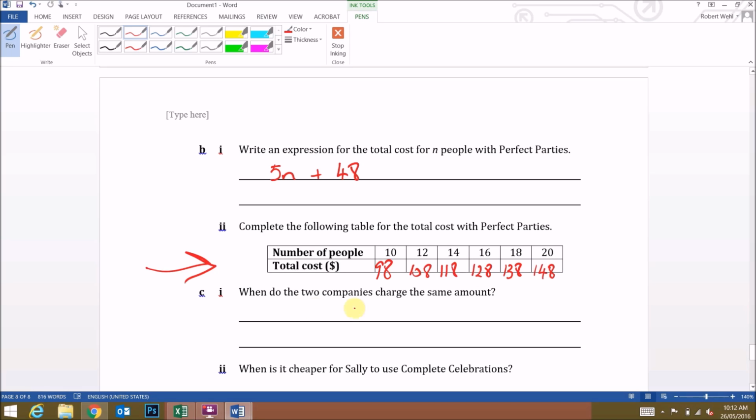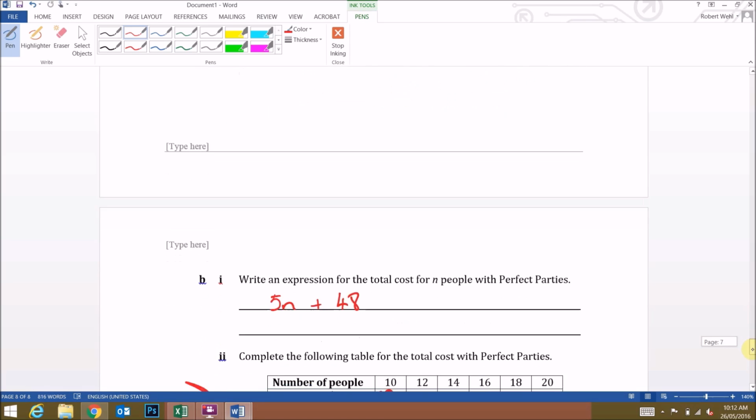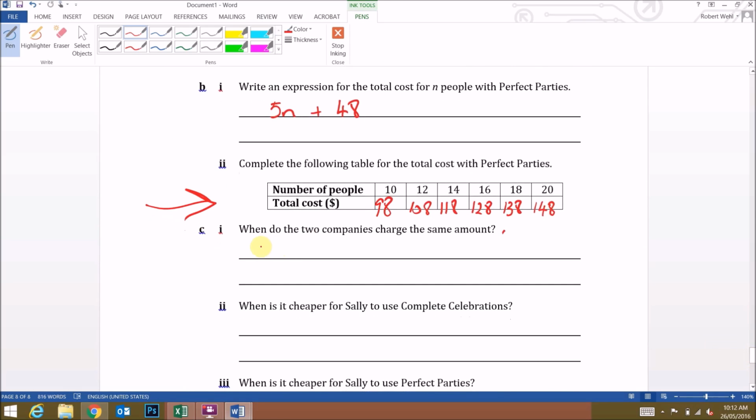Okay. When do the two companies charge the same amount? So we have to compare tables now. They charge the same amount at 16 people. So at 16 people, they charge $128.